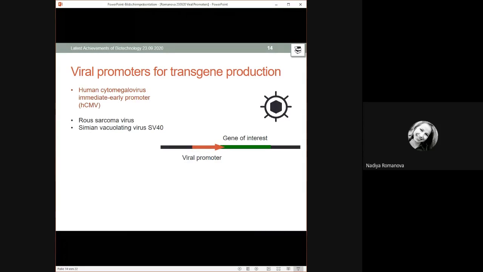This is a very powerful unit. The CMV promoter transduces almost every cell line, so it works in almost every cell line, and it drives the highest possible transcription level. This is amazing.